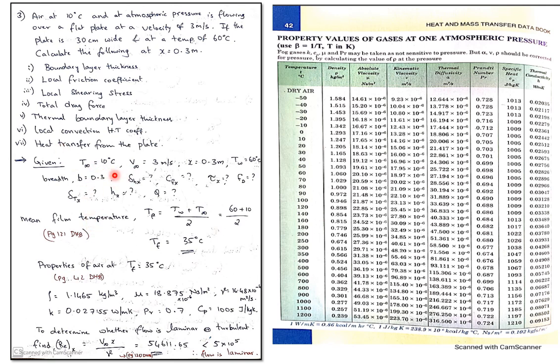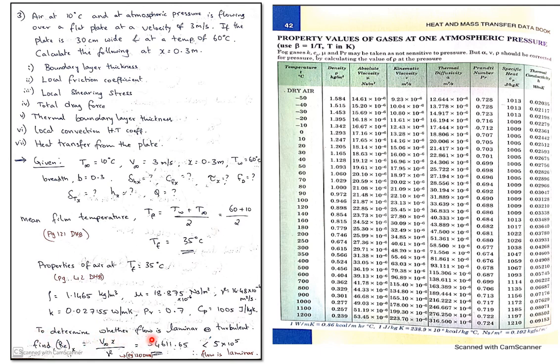Let's see how to solve this. What he has given: the air, that is fluid temperature, is 10 degrees Celsius. Next is V infinity, 3 meters per second. X is equal to 0.3 and wall temperature is 60 degrees Celsius. Now the mean film temperature Tf is equal to (Tw plus T infinity) by 2, that is (60 plus 10) by 2. You will get film temperature as 35. So check in the data handbook, page number 42, for the properties of air at 35. So these are the properties. Just write down all the parameters.